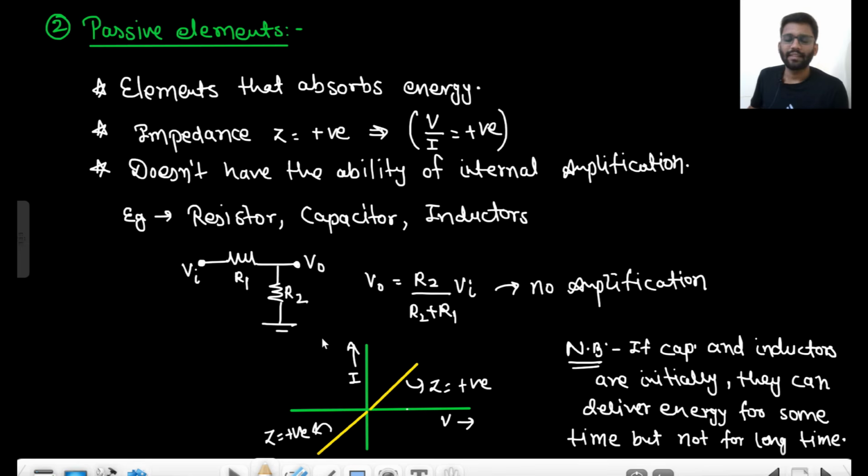Passive elements have the ability of absorbing the energy, and the impedance for them will always be positive, strictly. Like inductor, capacitor, and resistors. There is no amplification. One note is that sometimes the inductor and capacitor may deliver energy, but not for an infinitely long time. So they are always counted as passive elements only, not as active elements.